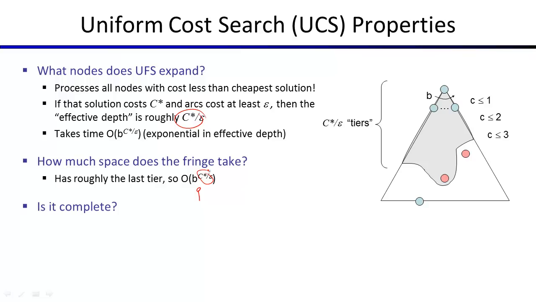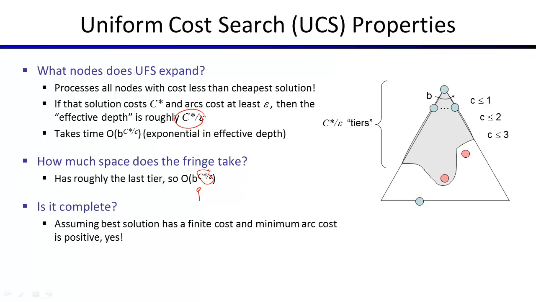All right, is it complete? Well, it is as long as there's a lower bound on the cost for each action. So as long as there's some epsilon different from 0 that lower bounds your cost of actions, it's complete. Is it optimal? Under these assumptions, yes, it's optimal. It will find the optimal path. We'll see it proved next lecture.